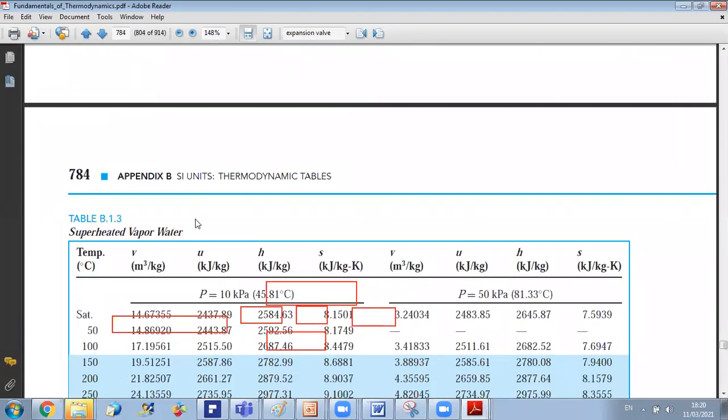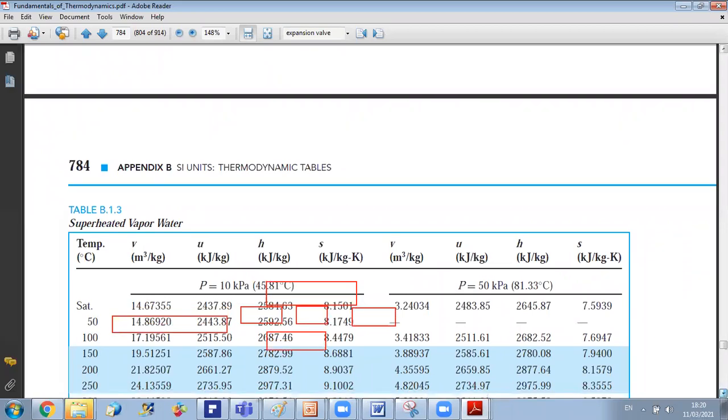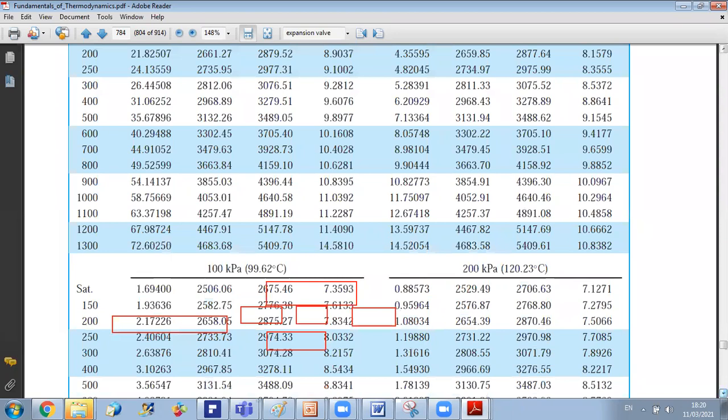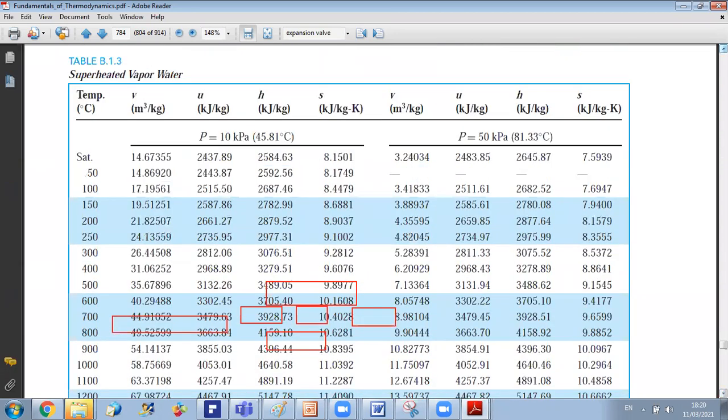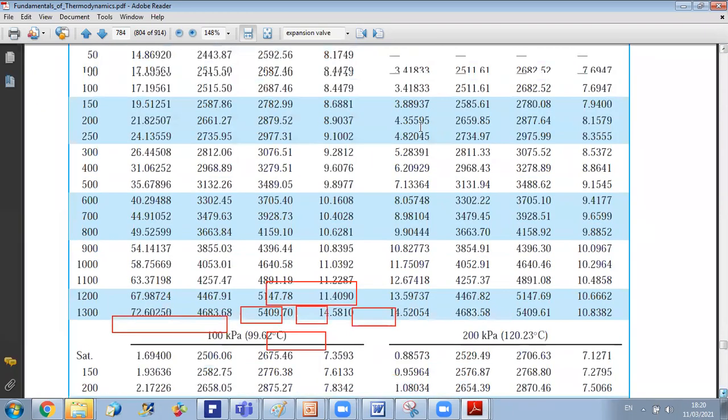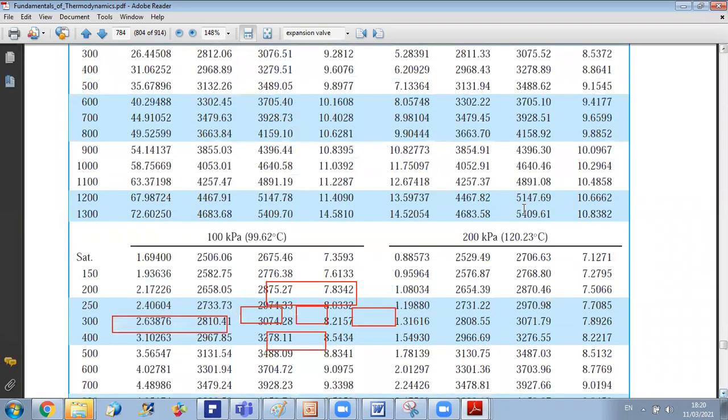Okay, this is superheated vapor water. I will search first for a pressure of 150 kilopascal. Okay, look, here for example, I don't have it. This is for H, yes. I don't have 150 kilopascal, but I have 100 and 200. So I can do interpolation in between. It's a middle pressure, so I take H from 100 and H from 200 and I divide by 2.